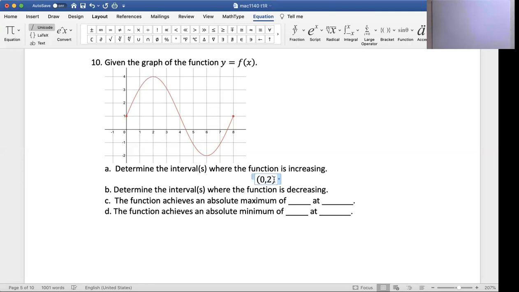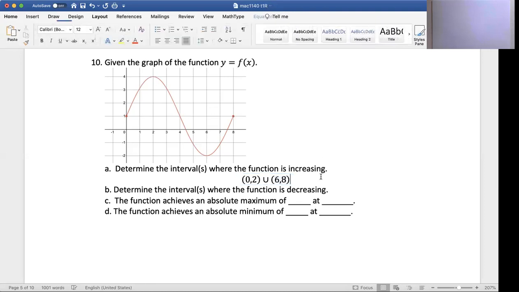So what do I do there? It increases again for me at 6. Can I find the union symbol? Union, starting at 6 and then growing up to where? Until 8, and that's when it stops. And again, I prefer to use round brackets there as well. So I'll say it is increasing on those intervals, interval from 0 to 2, union the interval from 6 to 8.